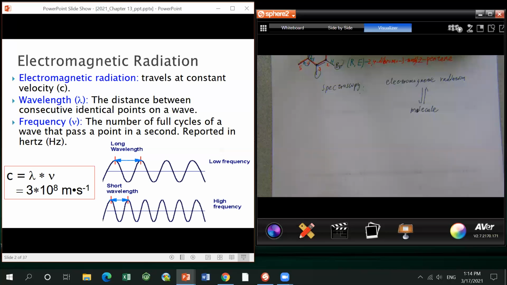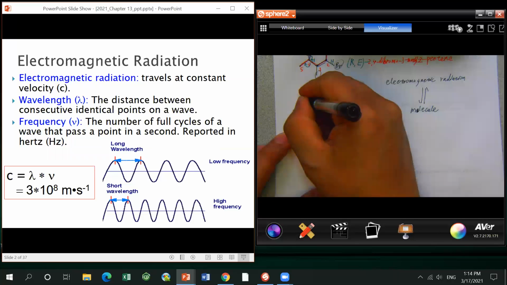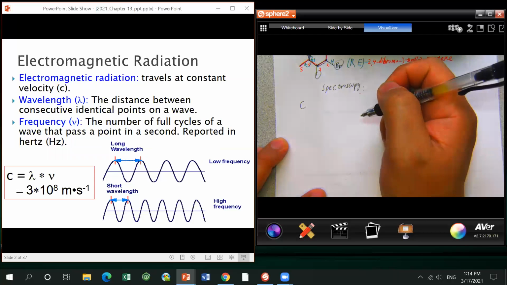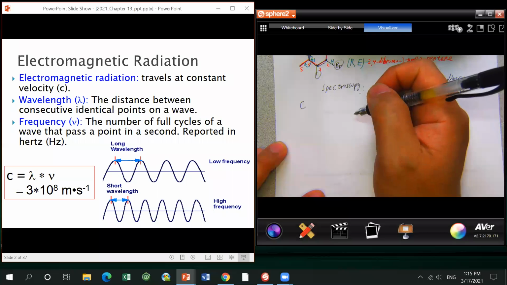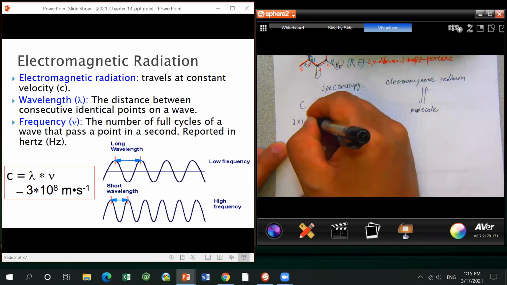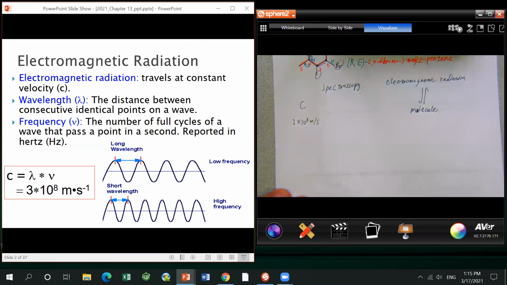Before we talk about spectroscopy, we first cover a little basic knowledge about electromagnetic radiation. Electromagnetic radiation is just everywhere, and it travels at a constant velocity. There are many different types. Sunlight is one kind of electromagnetic radiation, and our cell phone signals are also a kind. All electromagnetic radiation travels at the same speed, the velocity of light, which is 3 times 10 to the 8 meters per second. Although they have the same speed, they have different wavelengths and frequencies.